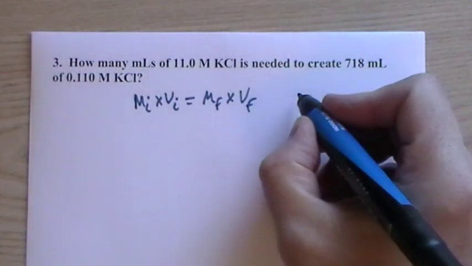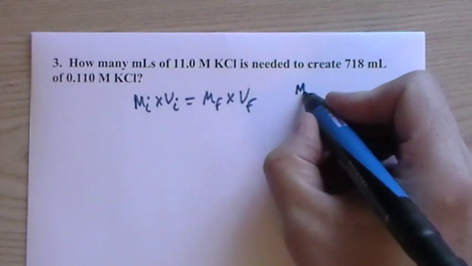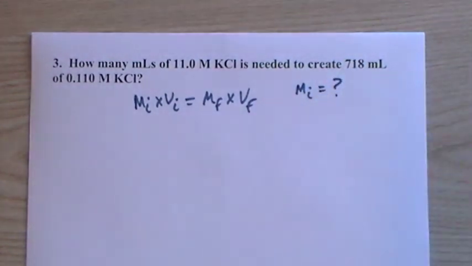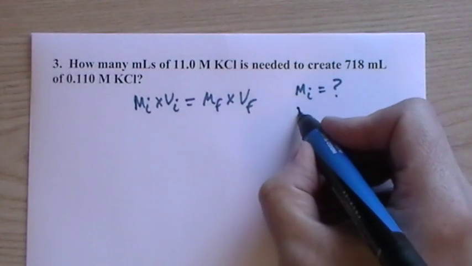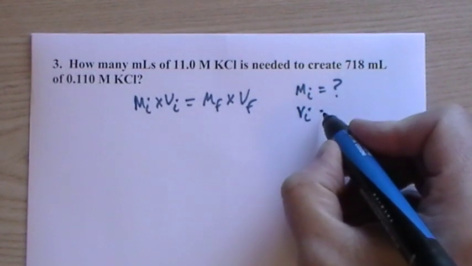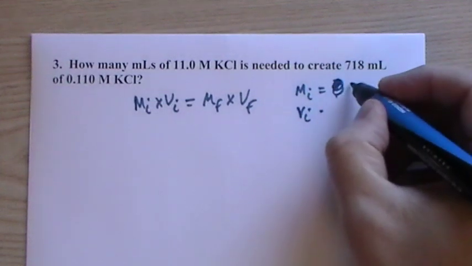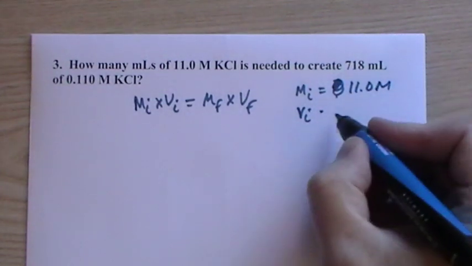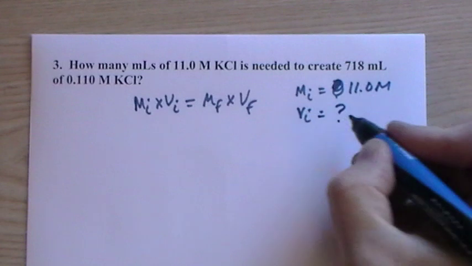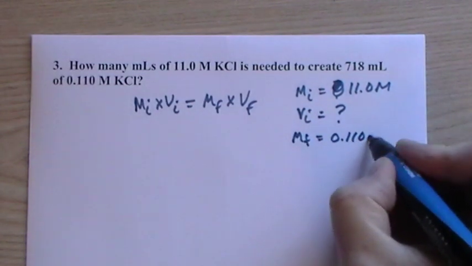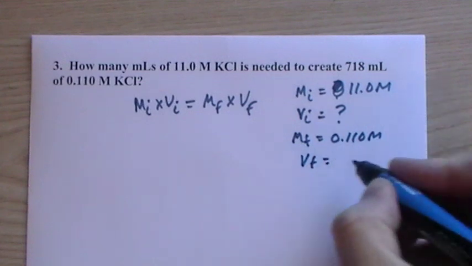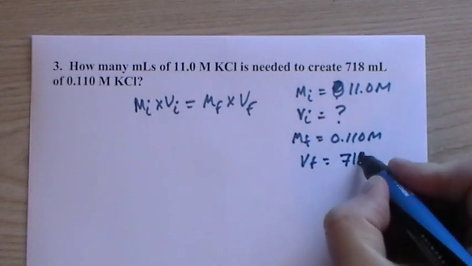What we don't know is the initial volume. Actually, we know the initial concentration. That's known. The initial volume is unknown. The final concentration is known. That's what we're after. Our final volume is known.